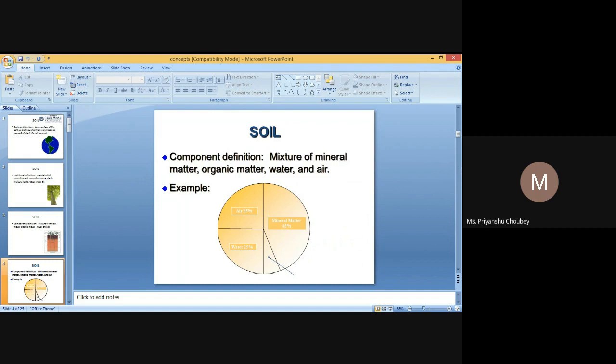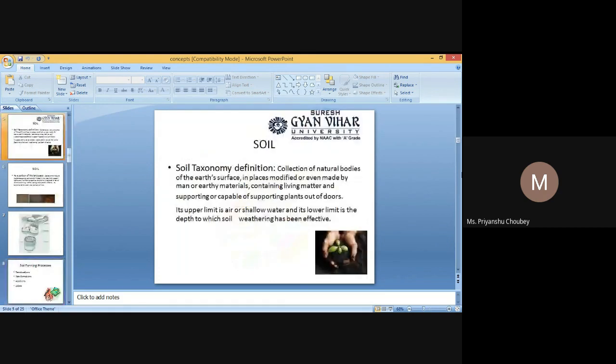Soil structure is useful for classification of soils. It is affected by tillage, cultivation, and application of fertilizer, manure, lime, gypsum, and irrigation.